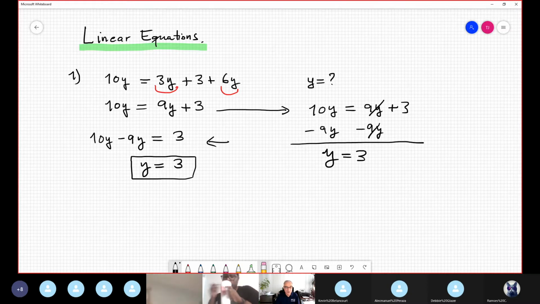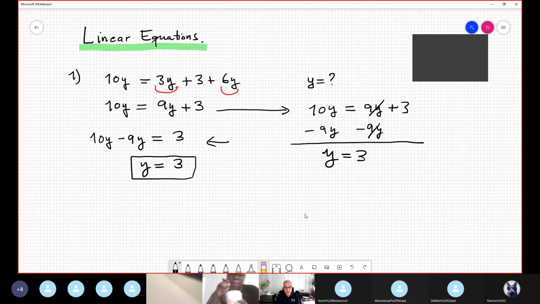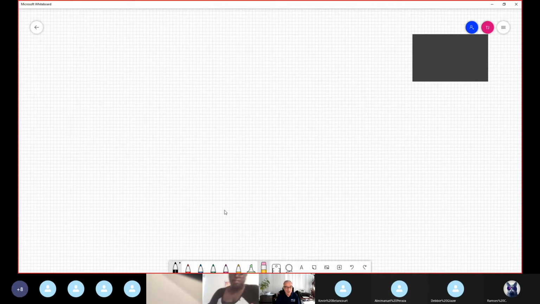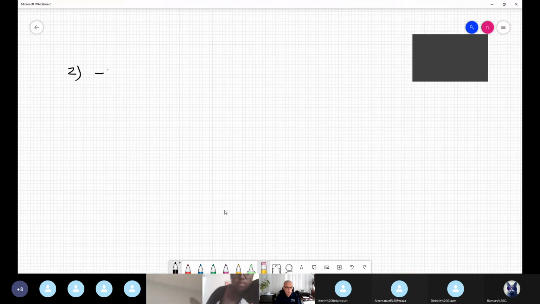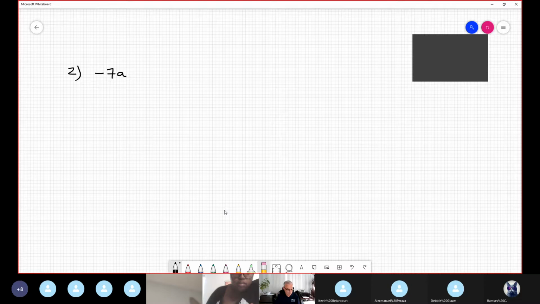Okay, let's move on to the second example. Easy. The second example is number 2: minus 7a plus 5 plus 8a equals 11 minus 24. Okay, what should I do? Well, we combine like terms.